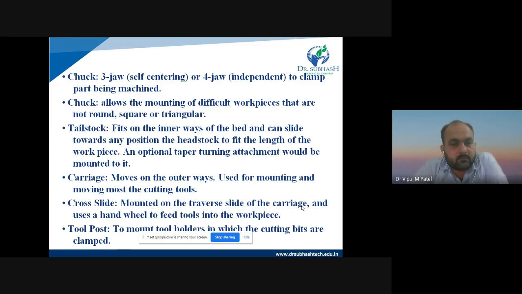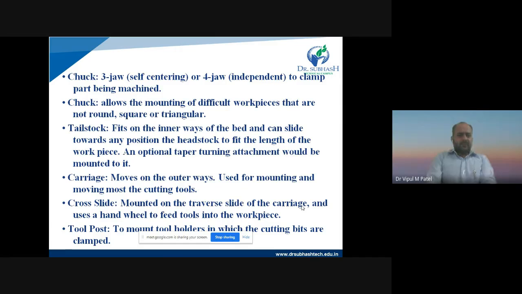Now, the tailstock fits on the inner face of the bed and can slide towards any position on the headstock to fit the length of the workpiece. An optional taper turning attachment can be mounted on it. So as we discussed the headstock, what is the tailstock?